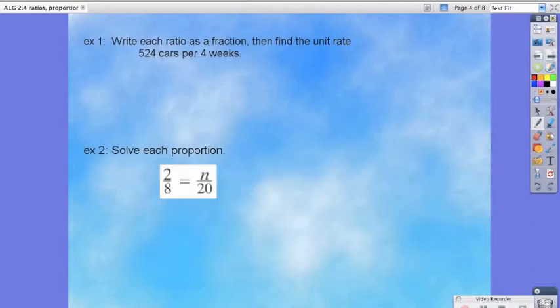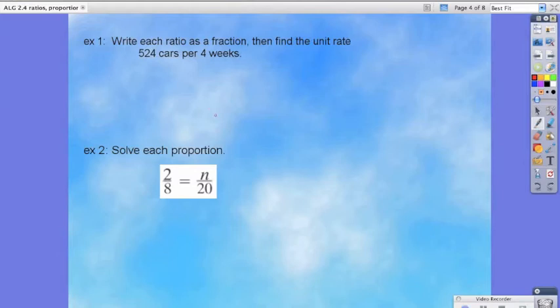So let's put these definitions to work. We have example 1, which says write each ratio as a fraction, then find the unit rate. And example 2 says solve each problem, or solve each proportion listed below. So this would be a great time for you to pause this screencast and try to work these problems out on your own.